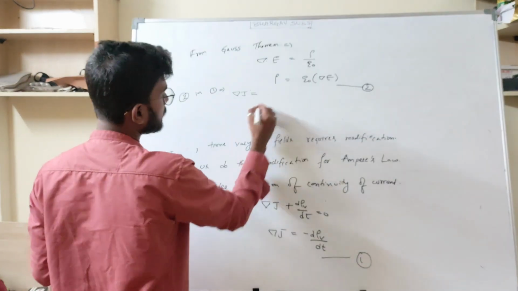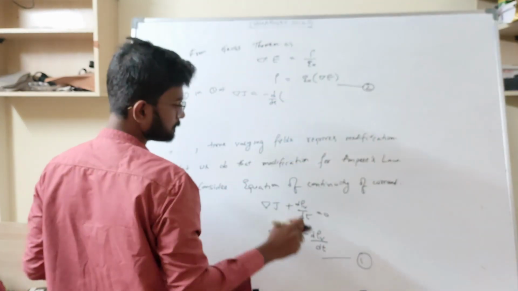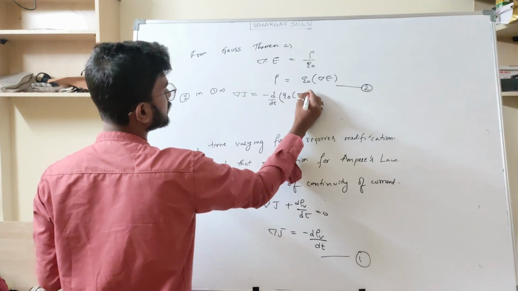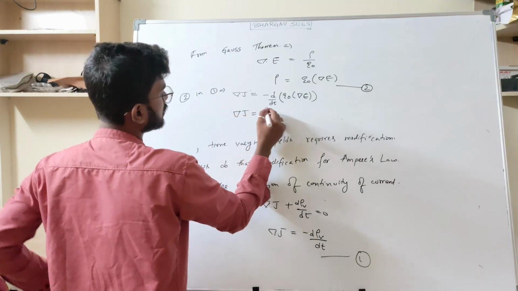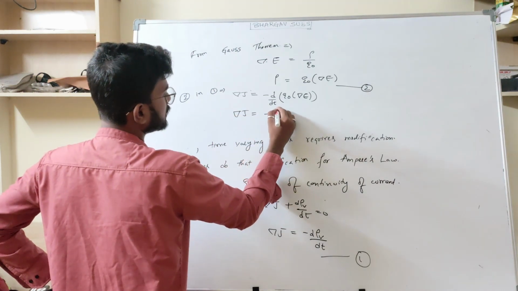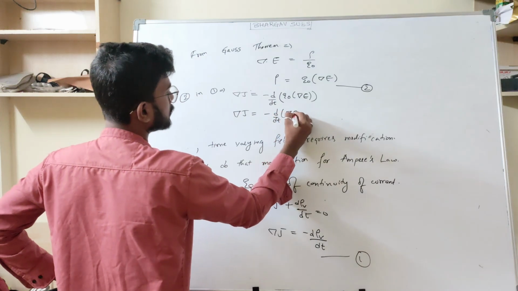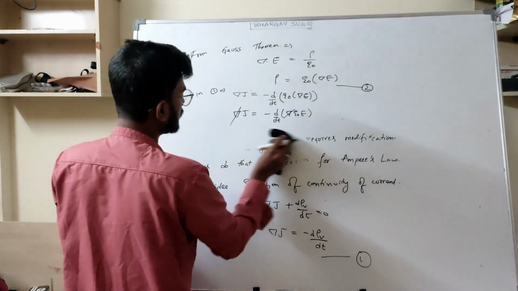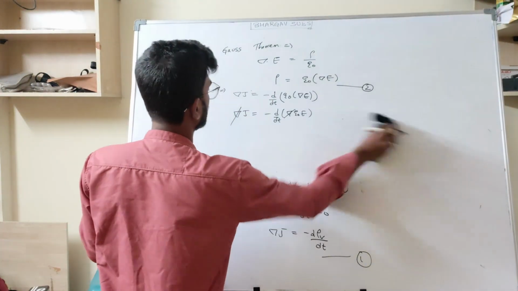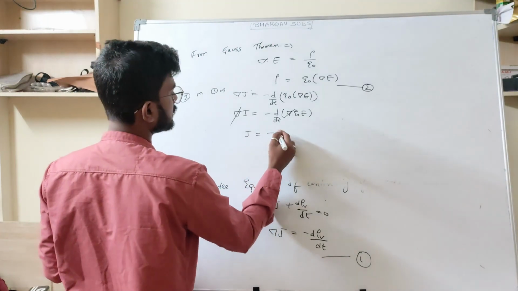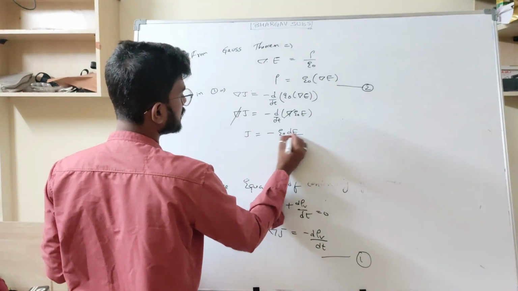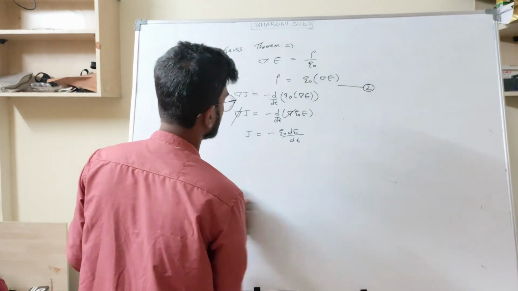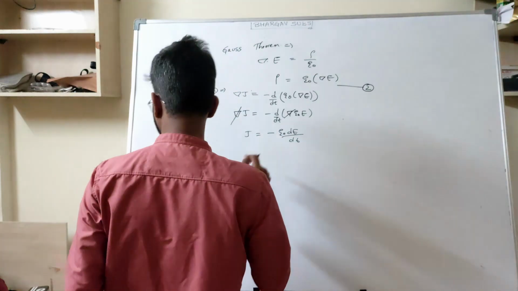Divergence of J is equal to minus d by dt of epsilon naught times the divergence of E. So the divergence will get cancelled. So what will I get finally? J is equal to minus epsilon naught dE by dt. So I got J is equal to minus epsilon naught dE by dt.